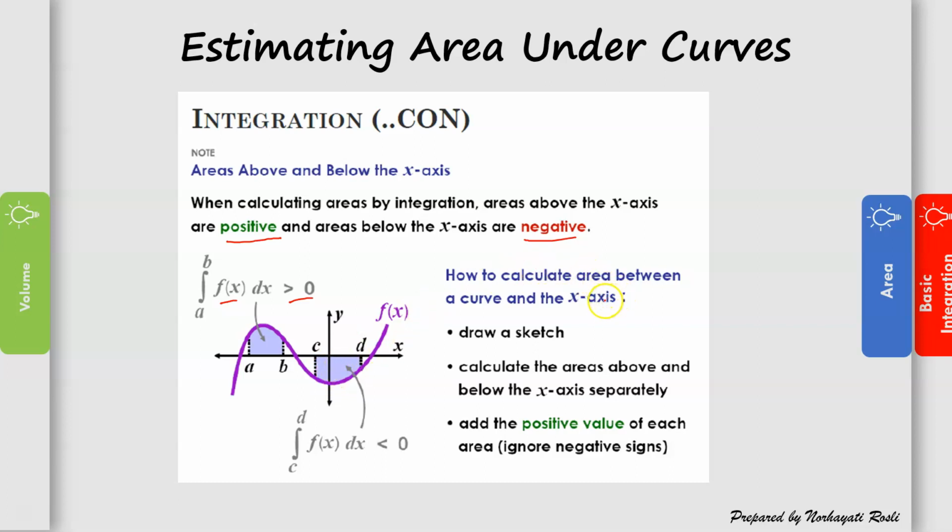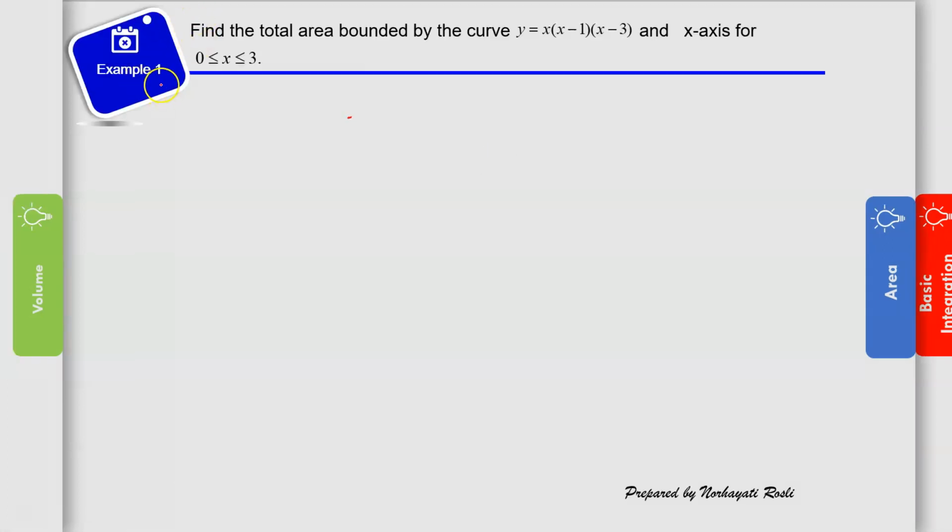So how to calculate the area between a curve and the x-axis? It is actually easy for us if we can draw or sketch a graph. And then we can calculate the area above and below the x-axis separately. This one is very important, because if you compute the area without doing separate parts, you will get a wrong answer in your calculation. And then we add the positive value of each area and we ignore the negative sign of the area below the x-axis.